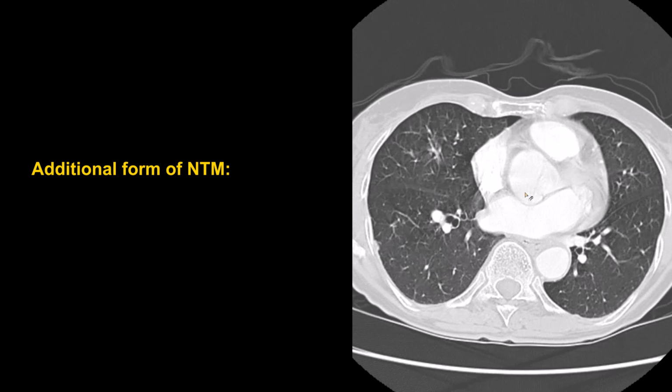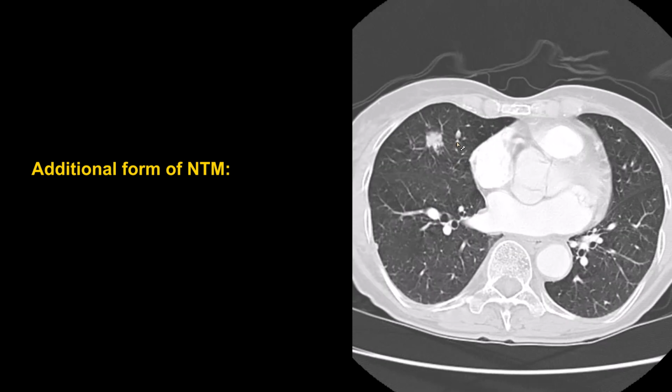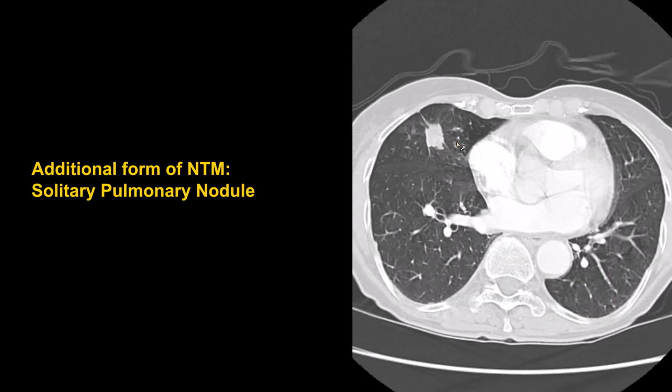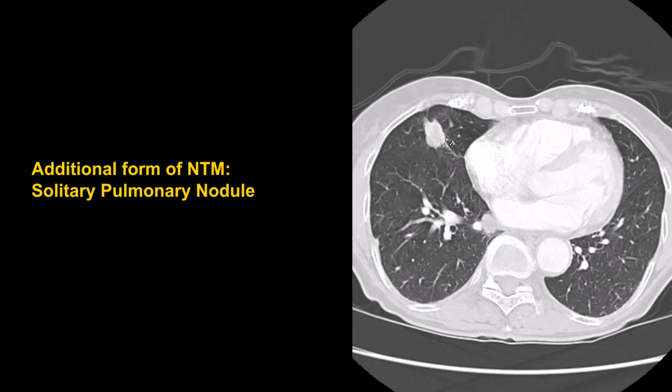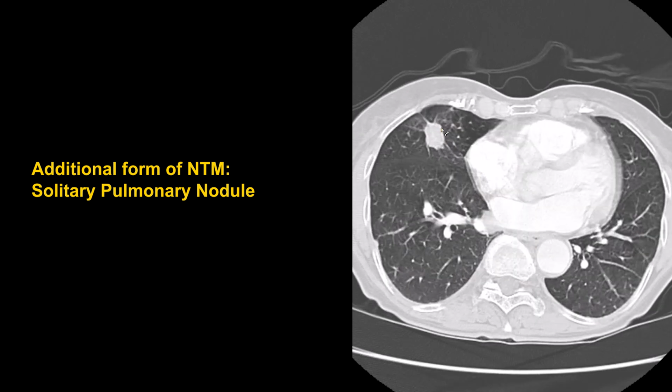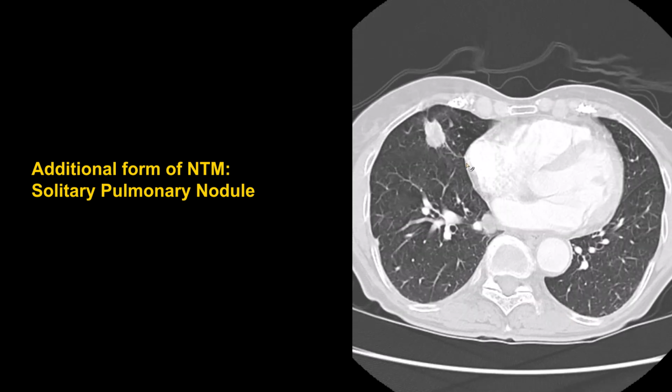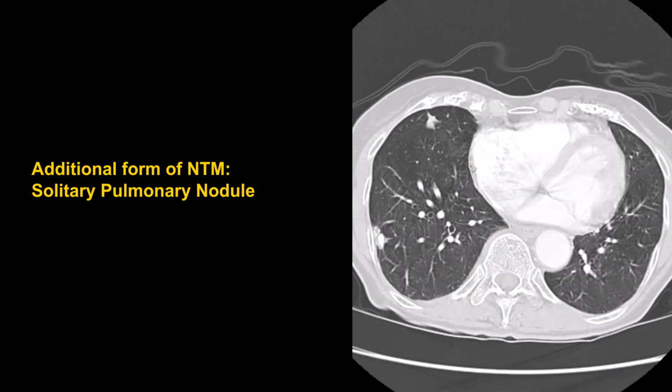I want to show you one final form of the disease that you can see occasionally. It's not very common, but you might encounter it from time to time. It's the solitary pulmonary nodule. So this patient, you can see here, has a nodule in the right middle lobe. This nodule has smooth borders and some areas of spiculation, which make it a little bit concerning for lung cancer.